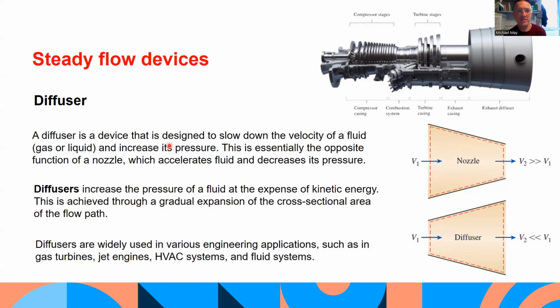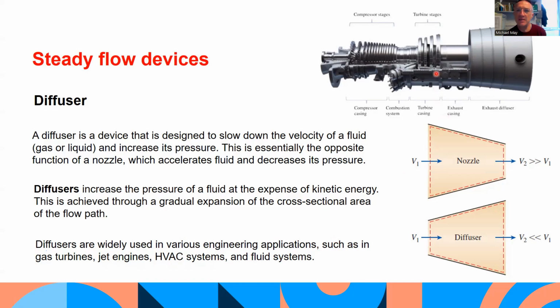So a diffuser is a device that's designed to slow down the velocity of a fluid, in other words, a gas or a liquid, and increase its pressure. This is essentially the opposite function of a nozzle, which accelerates fluid and decreases its pressure. Diffusers increase the pressure of a fluid at the expense of kinetic energy. This is achieved through a gradual expansion of the cross-section area of the flow path. Diffusers are widely used in various engineering applications, such as in gas turbines, jet engines, HVAC systems, and fluid systems.